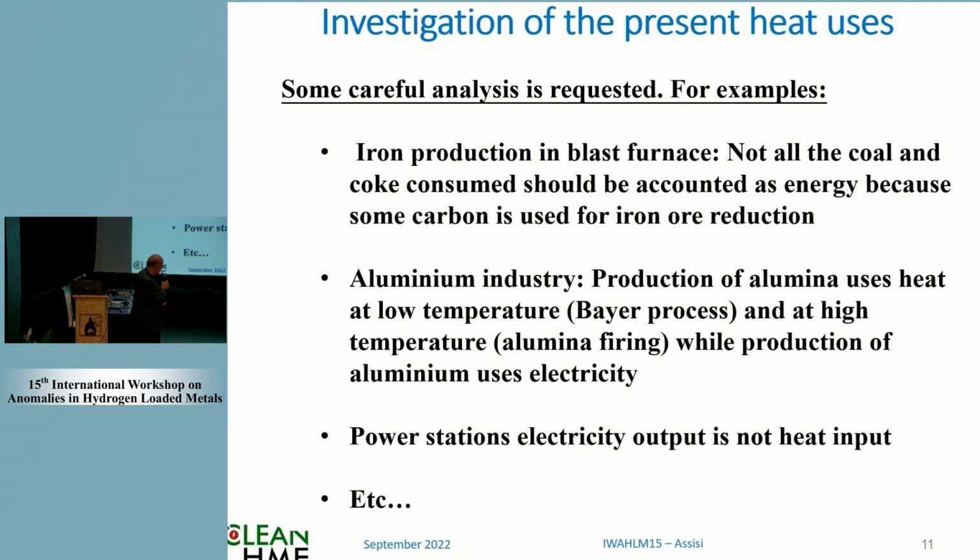And another example, in the aluminum industry, you produce the alumina at two different temperatures. First in the Bayer system, you leach the bauxite at 150 degrees C, and after that, this alumina, you fire it at 1200 degrees C. So if you don't care about this, you find different strange numbers. And also in power stations, you have to make sure if you look at the heat input or the electricity output. These are, again, of course, different things.